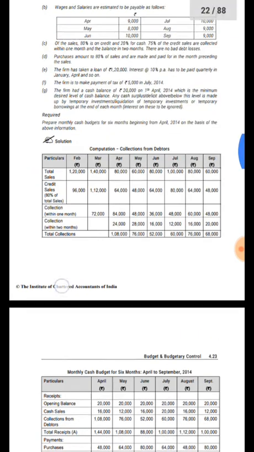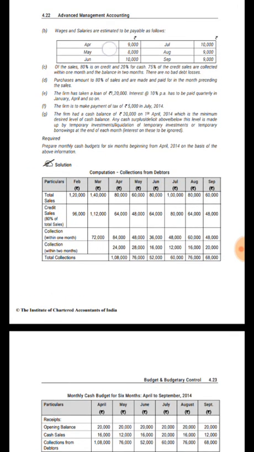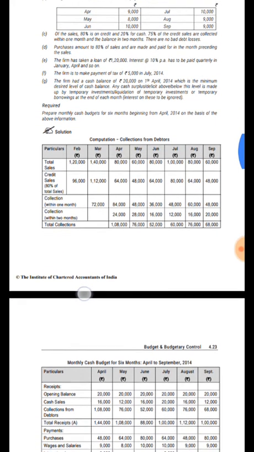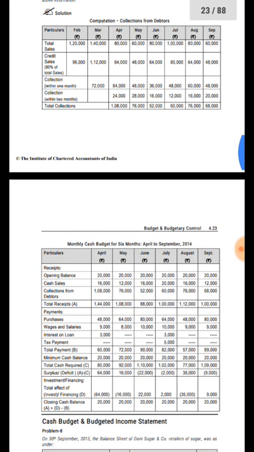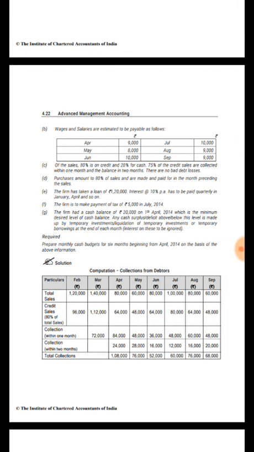Then wages and salaries we'll just copy and paste from here: 9, 8, 10, 10, 9, 9. Then interest on loan. Purchases are taken, wages are taken, then interest on the 1,20,000 at 10%. It is quarterly, so 3 by 12, so 3,000.